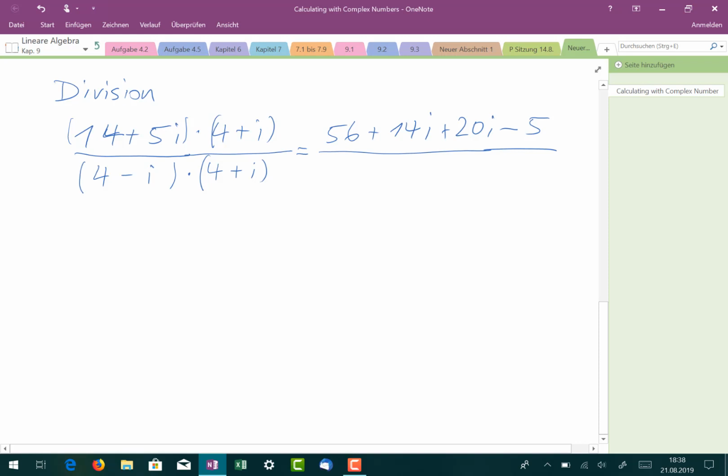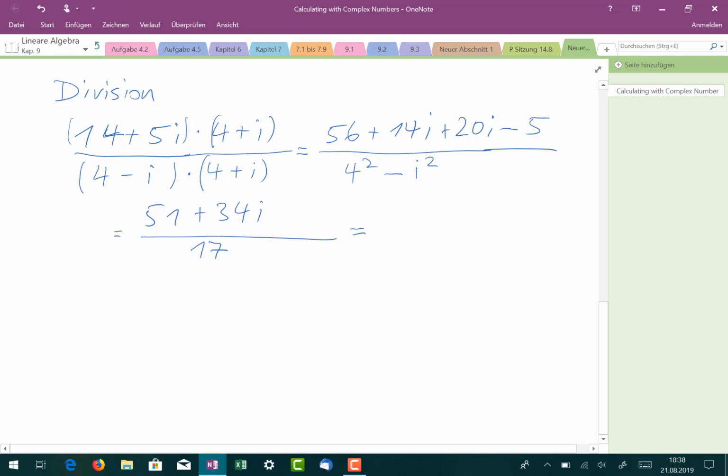So in the denominator, we have the third binomial formula. a plus b times a minus b is a squared minus b squared. So we have 4 squared minus i squared. So in the numerator, 56 minus 5 is 51. 14 plus 20 is 34. And in the denominator, 4 squared minus i squared, with i squared being minus 1, is 4 squared plus 1, which is 16 plus 1, which is 17.